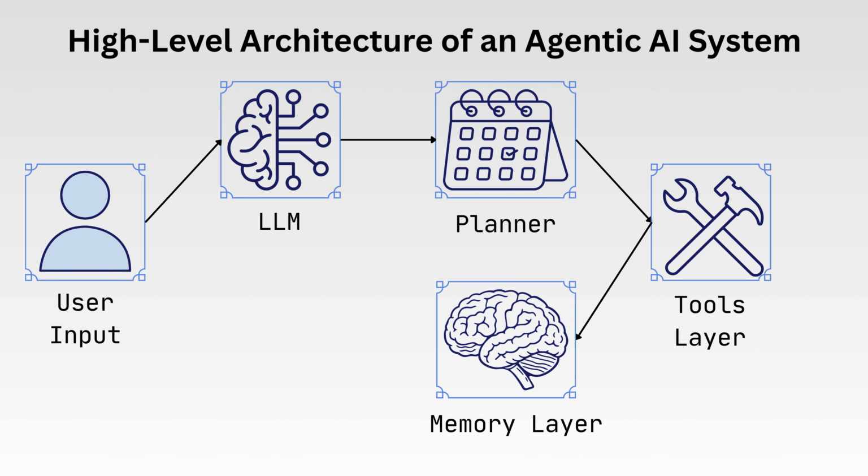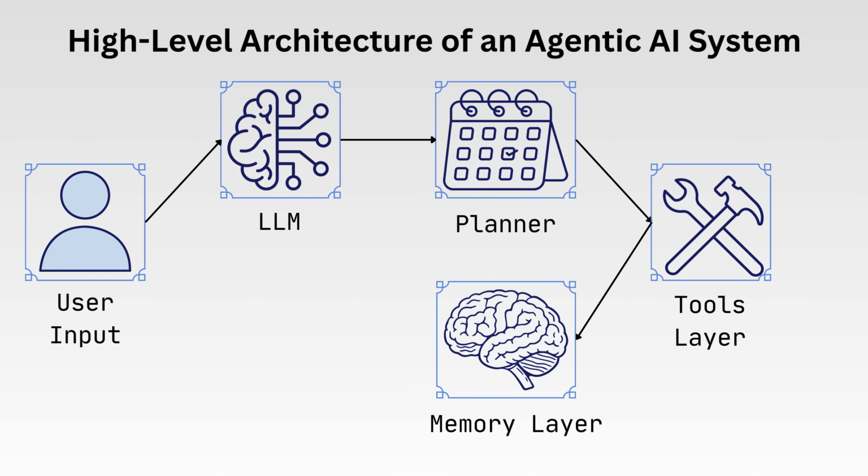Memory enables persistence. There are typically two types of memory. Short-term memory, which holds conversation context and task state. Long-term memory, often stored in vector databases, which retains historical knowledge and prior interactions. Memory ensures the agent doesn't start from zero every time.